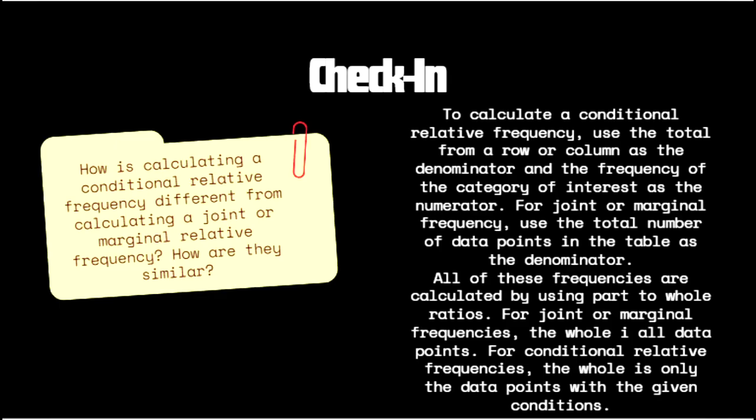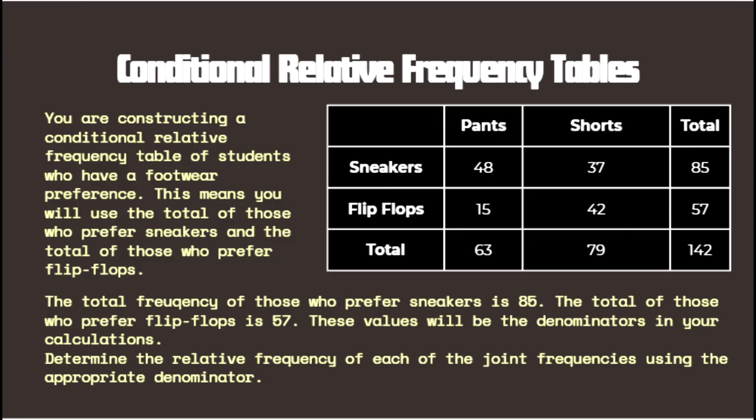For marginal relative frequencies, it's the main total and we're getting a percent. And for conditional relative frequencies, it's row or column total and we're getting a percent. You should put that in your notes so that it will help you later, because remember, we have a unit test and it's going to be hard to tell all of these apart.